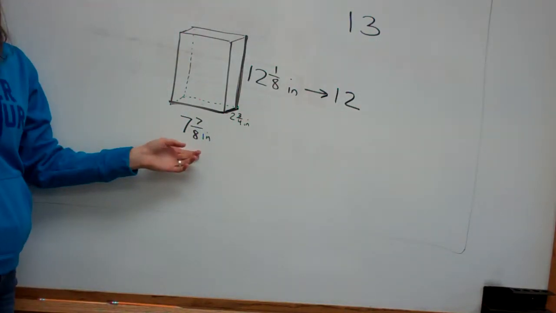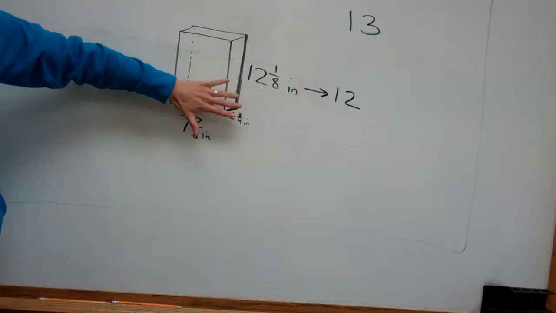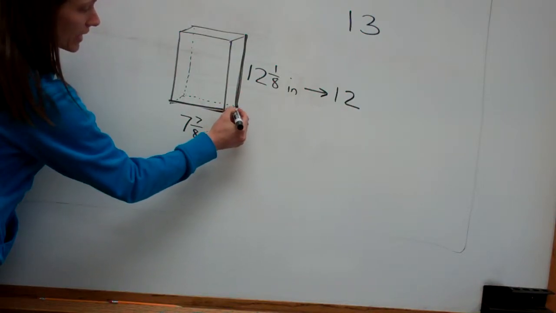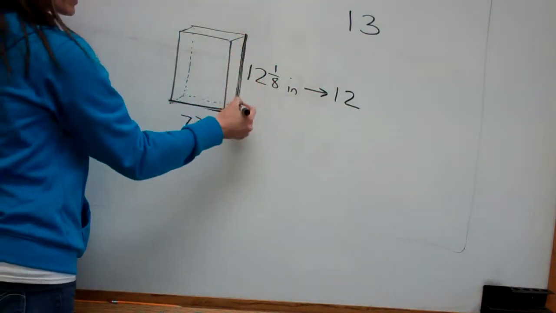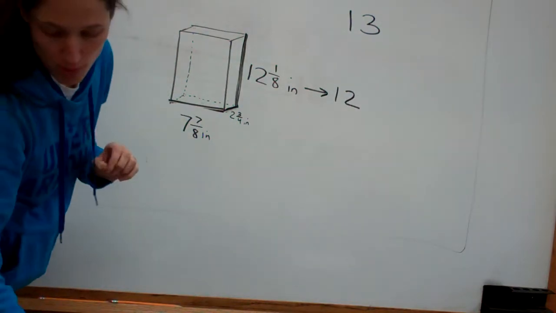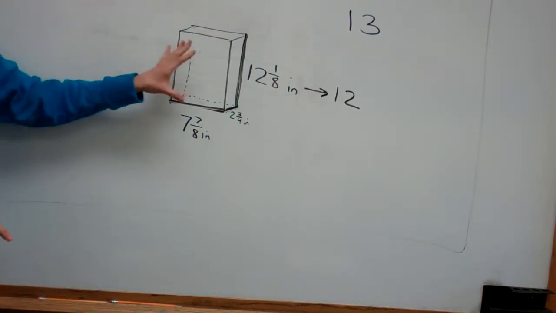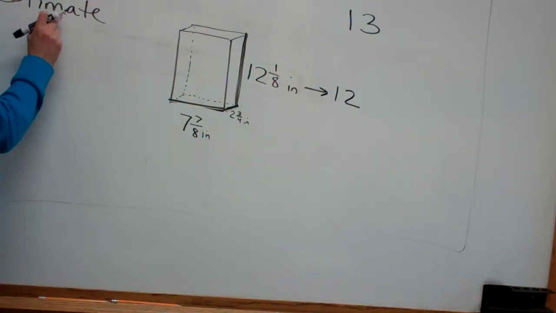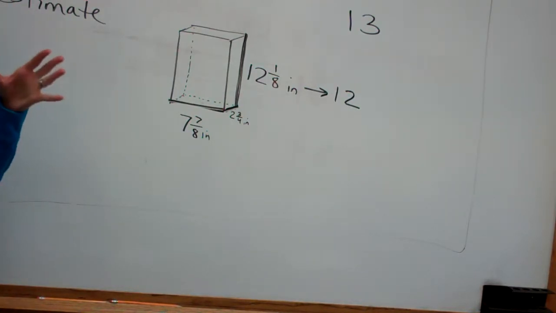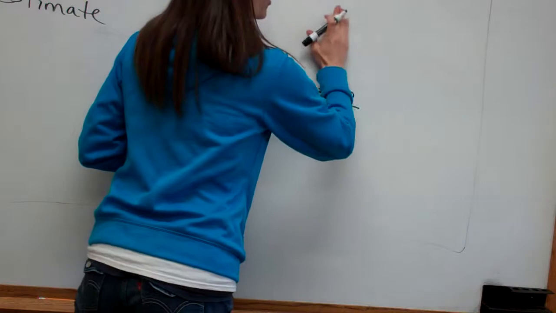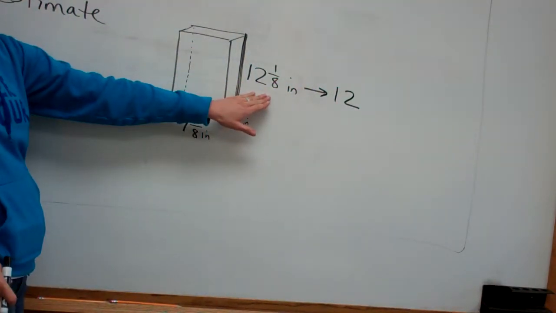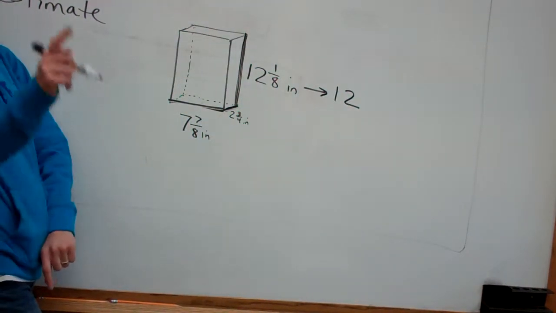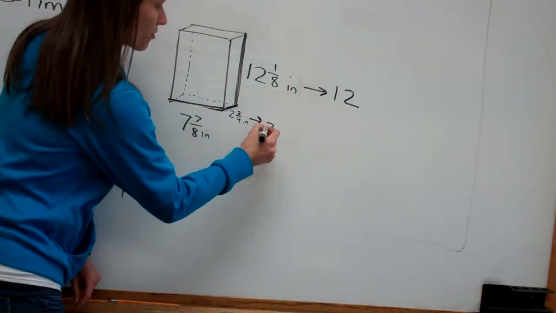All I've done is draw my cereal box. This is my length, 7 and 7/8. This is how wide it is, 2 3/4, and how tall it is, 12 and 1/8. But the problem was to estimate the volume. Whenever it says estimate, you round first before you work the problem. So we changed 12 and 1/8 to 12. What would 2 3/4 be changed to? Garrett? 3. We're going to change that one to 3.